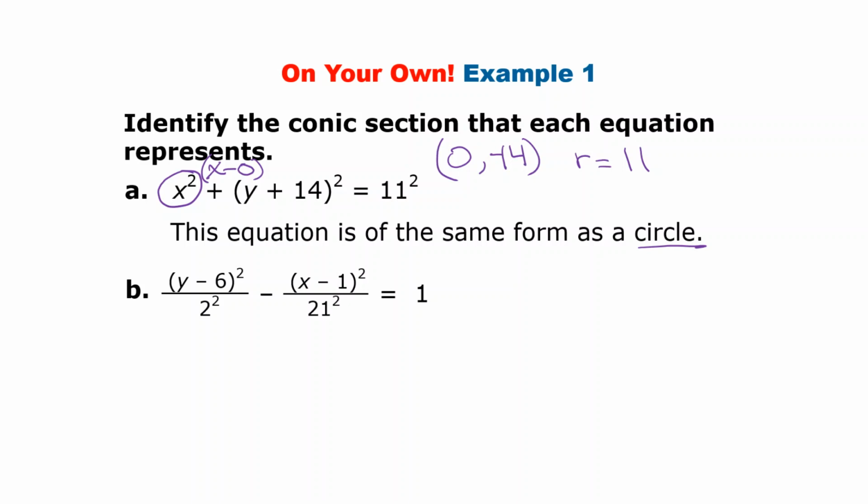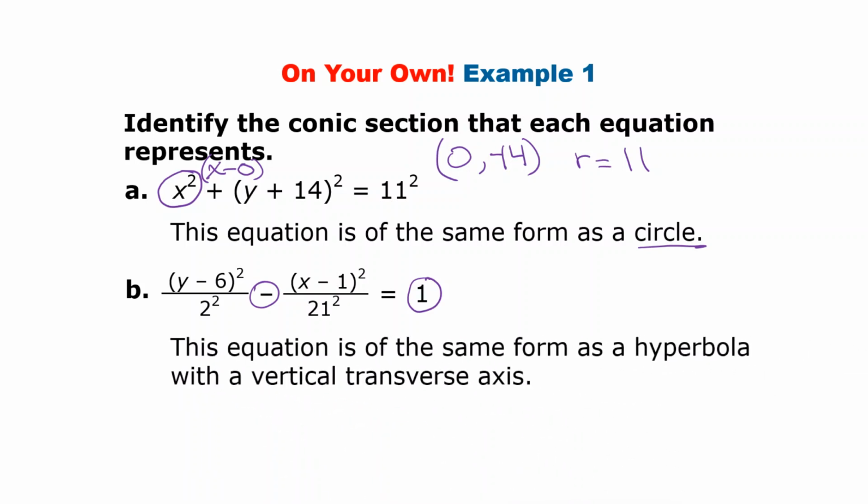On the second one, I see again that it ends in 1, and I've got a minus here, so a minus, hi, my. That should give you a hint. The equation is the same form of a hyperbola with a vertical transverse axis. How did I know it's a vertical transverse axis? Well, I looked at my first piece here. The y, remember the y's are going to look like this, kind of like a y. And so I know that that's a vertical transverse axis right here.